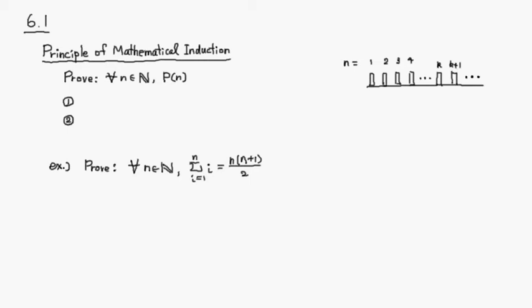Okay, let's look at section 6.1. This section talks about the principle of mathematical induction. What we want to prove is that for all natural numbers n, the statement P(n) is true. The difficulty is that there are infinitely many n, so there are infinitely many statements. It's impossible to prove each one separately, so we have to have a way of proving all these infinitely many statements in one shot. So let's do that.